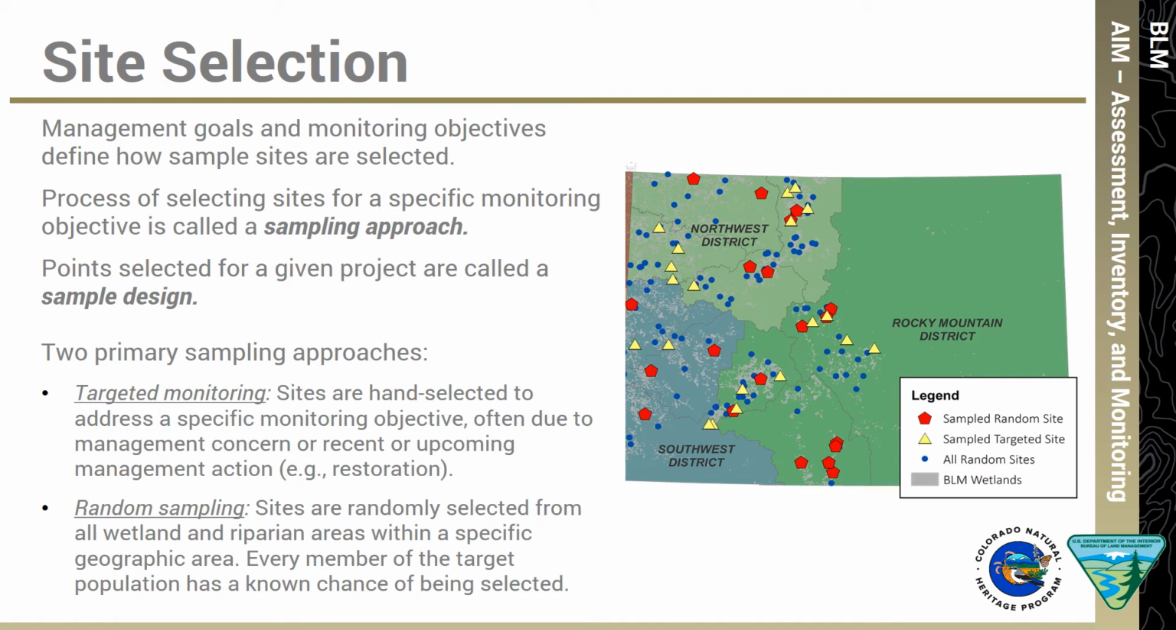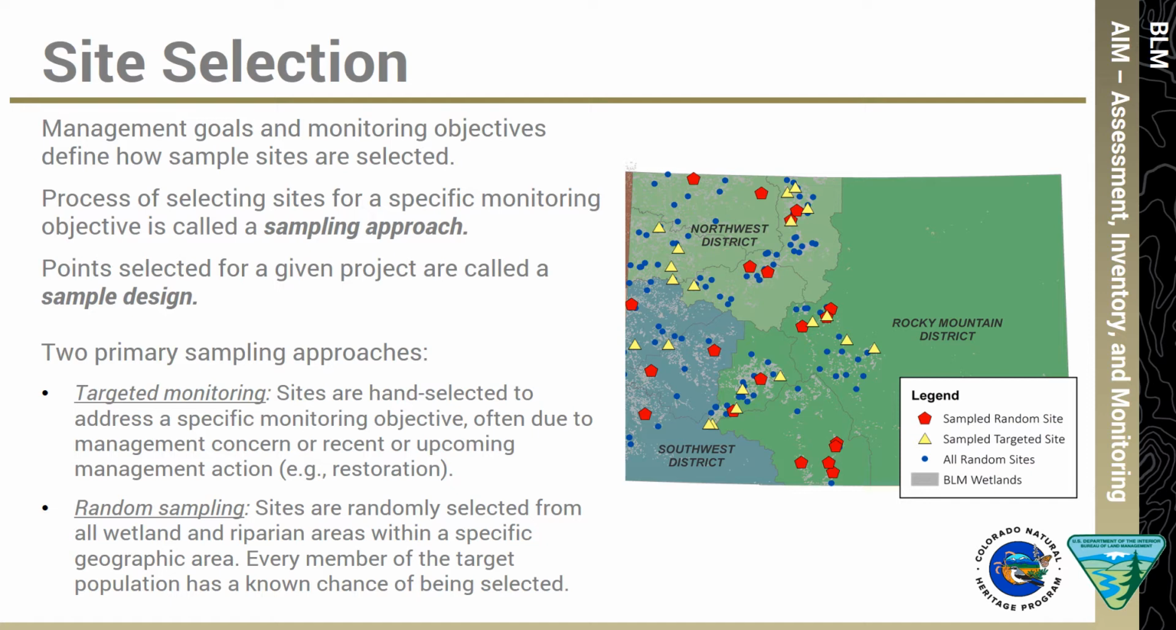Resource monitoring is an essential component of adaptive management. Monitoring begins with identifying clear management goals and questions, which in turn lead to monitoring objectives that specify when, where, and how monitoring data are collected. The process of selecting sample sites is called a sampling approach. The points selected for a given project are called its sample design. There are two primary sample approaches or sample designs.